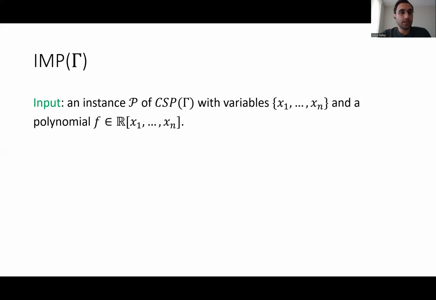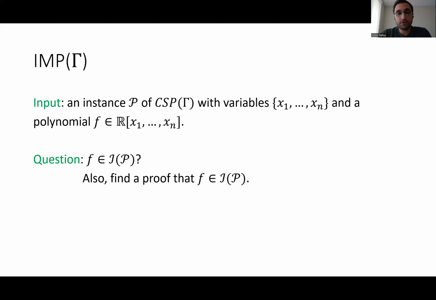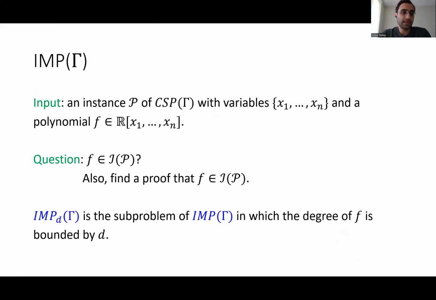Now we can define the ideal membership problem corresponding to a constraint language or a relational structure gamma. As input, we have an instance of CSP gamma over some variables, x1 to xn, and a polynomial f. The question is as before: does f belong to the ideal that we construct from the instance P? And also, if you can, give me a proof of that membership. When the input polynomial has bounded degree D, we denote this problem as IMP sub D of gamma.